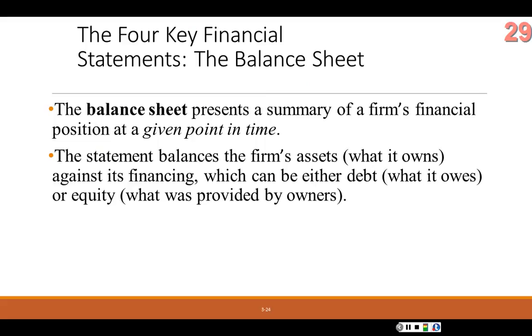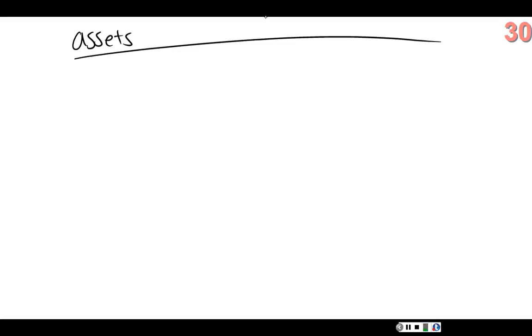So the second financial statement that we're going to look at is the balance sheet. And this presents a summary of the firm's financial position at a given point in time. The statement balances what a firm owns with what it owes and what was provided by the owners, and it answers the question, where does my business stand today? So this is what a balance sheet looks like. We have assets on the left-hand side and liabilities plus equity on the right-hand side.